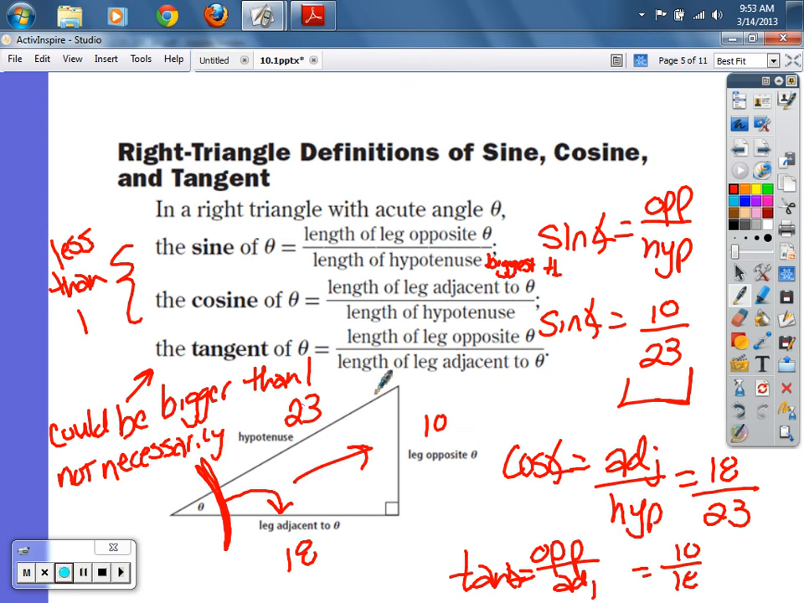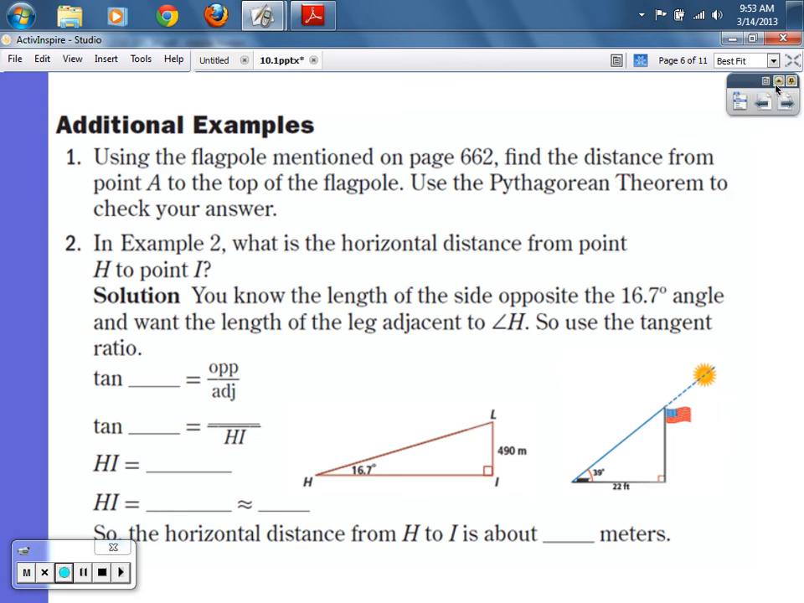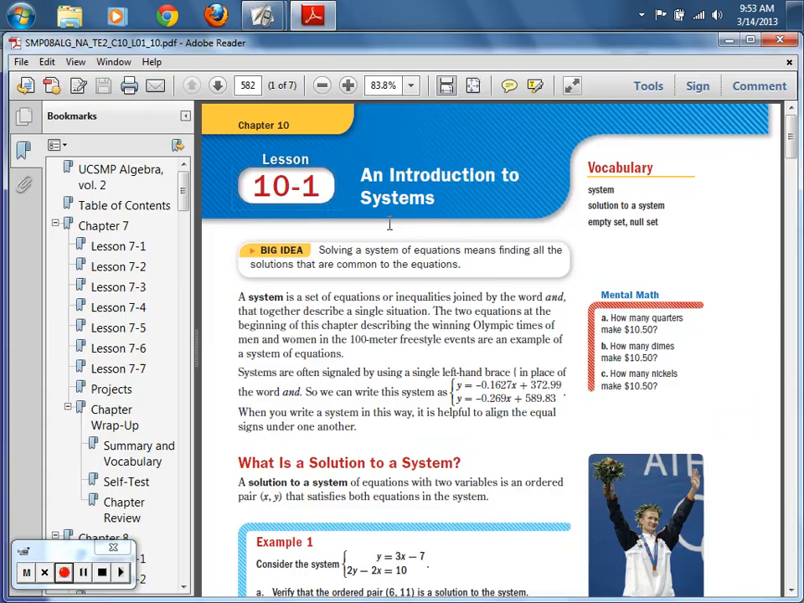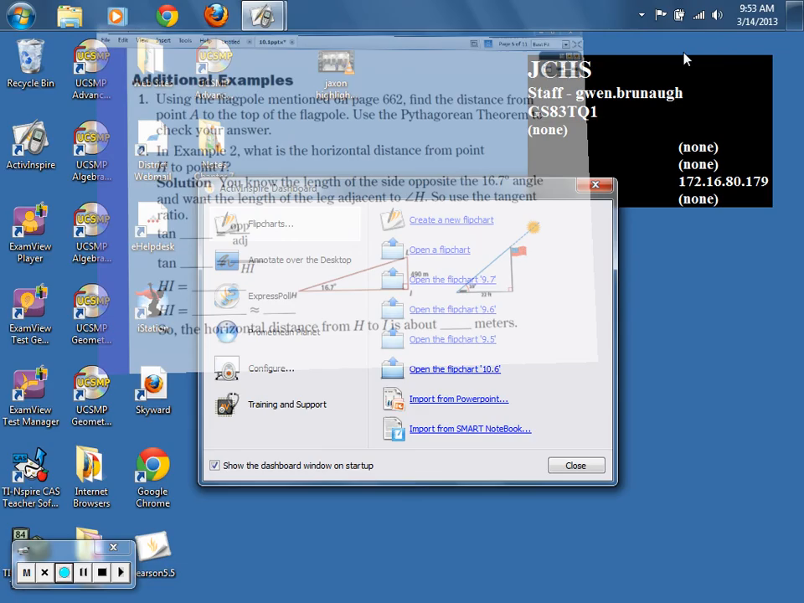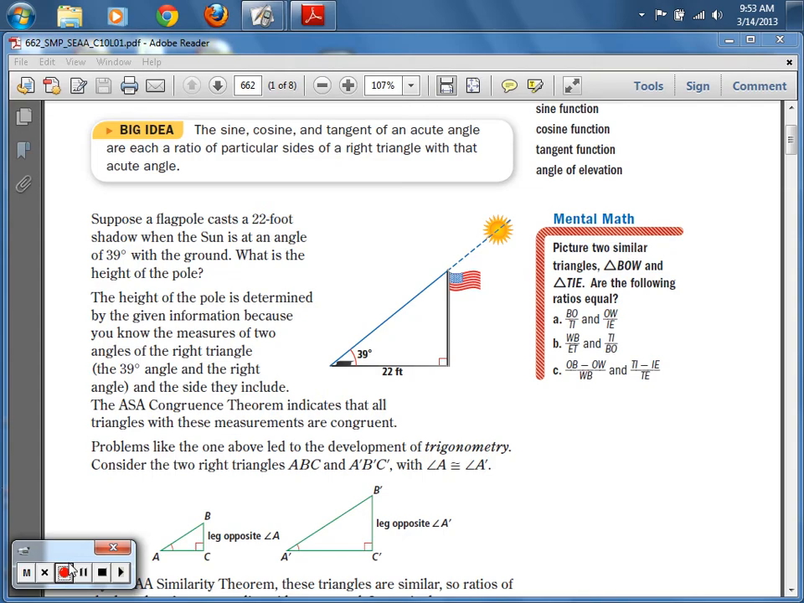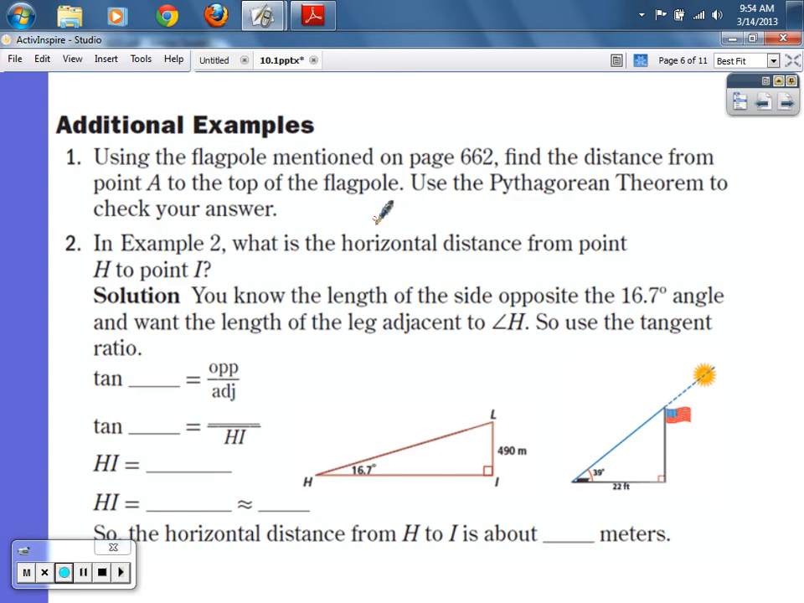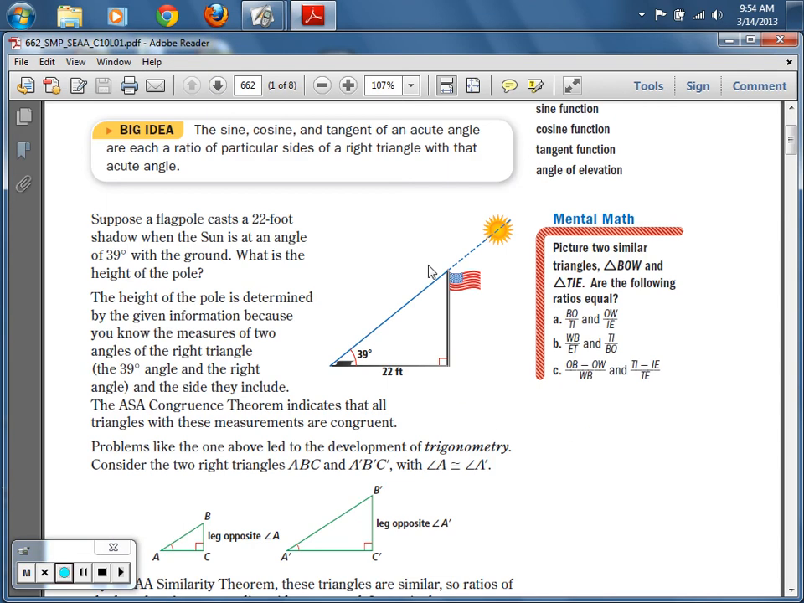Alright, I love trig. This is fun. Okay. Use the flagpole mentioned on page 662. Find the distance from point A to the top of the flagpole. Oh, okay. This is not even your book. I had it all ready to go. Wrong book. Hold on. Okay, I found it. So what was the question? They said use the flagpole, which I found. They want to find the distance from A to the top of the flagpole.